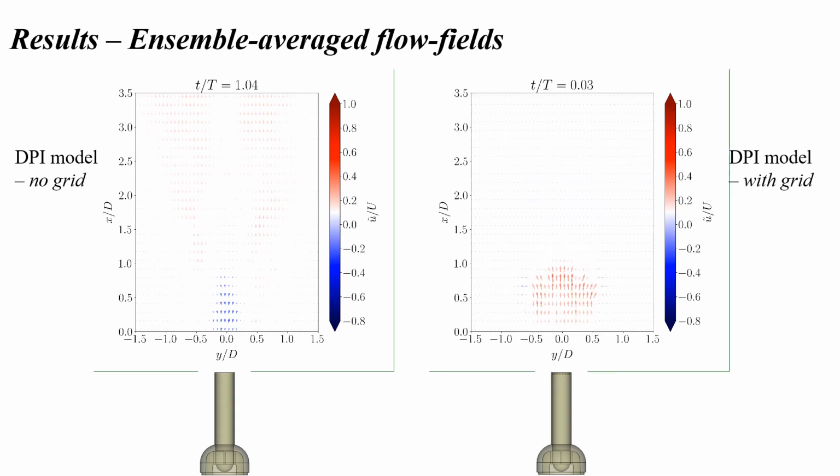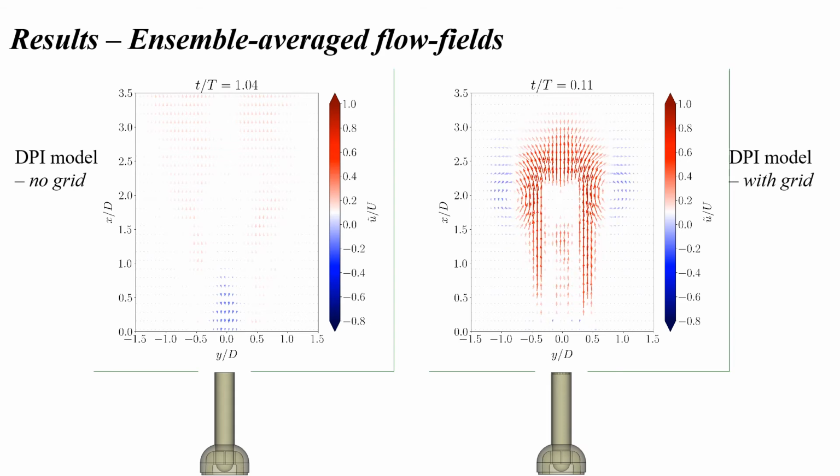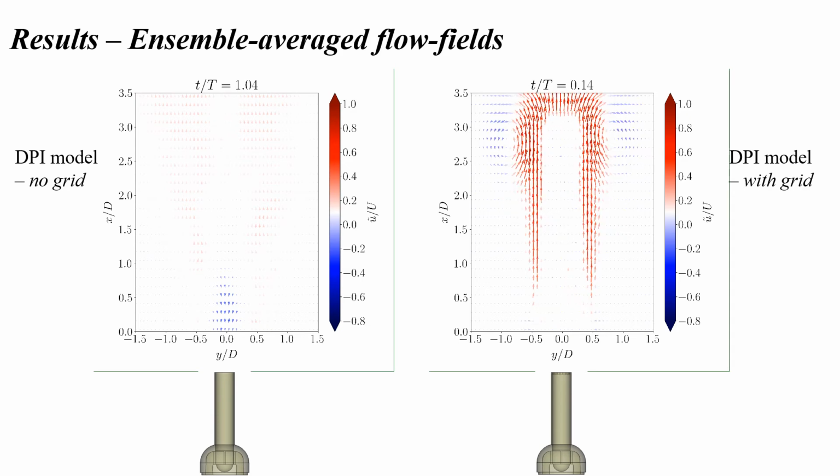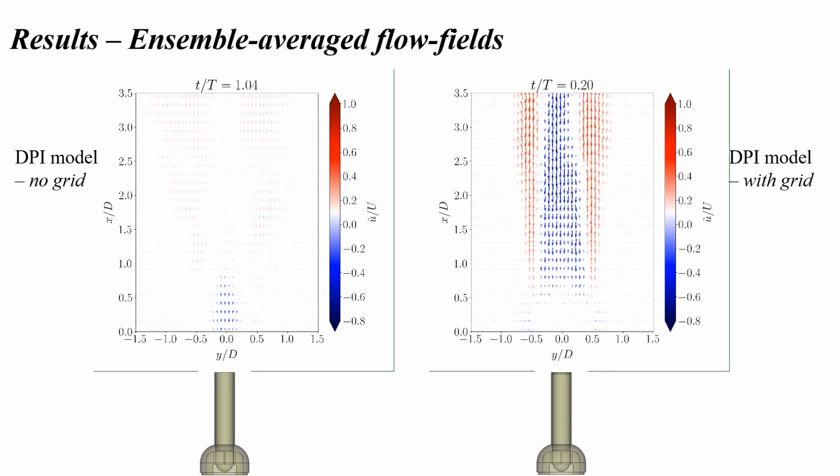On the other hand, for the model with the grid, we see that the leading vortices arise as well, but they move much faster because the jet velocity is higher. We also see a large stagnation region that forms, but it does not persist for much longer because it is replaced by a large reverse flow region. Now this reverse flow region persists up to about 3/4 of the inhalation period, as you will see.